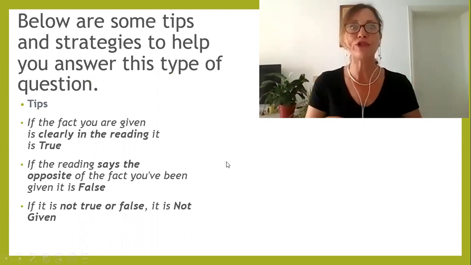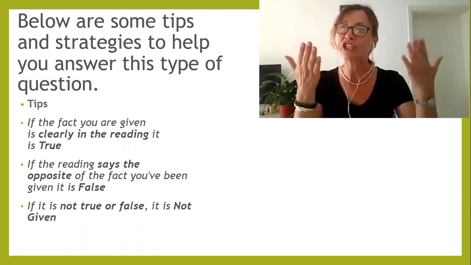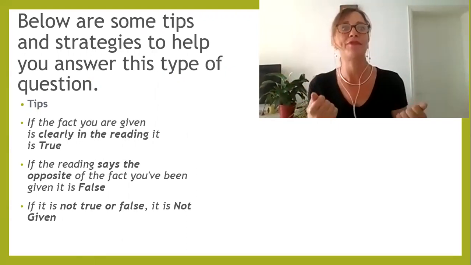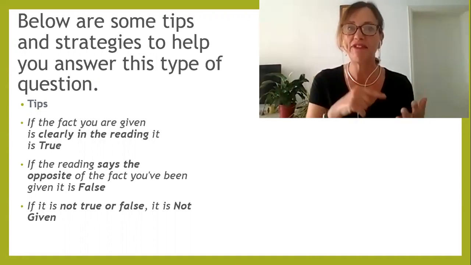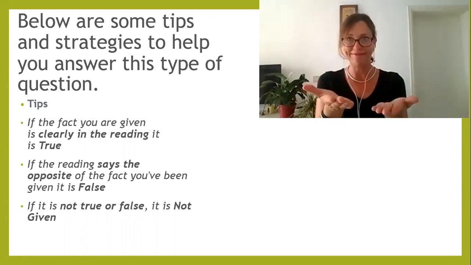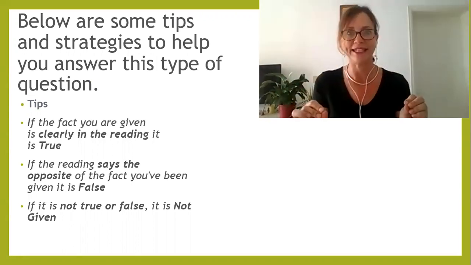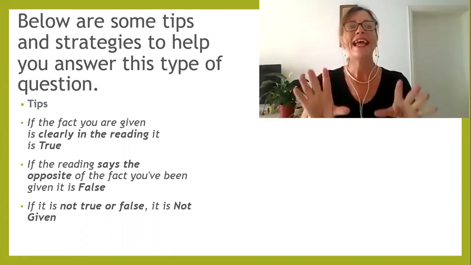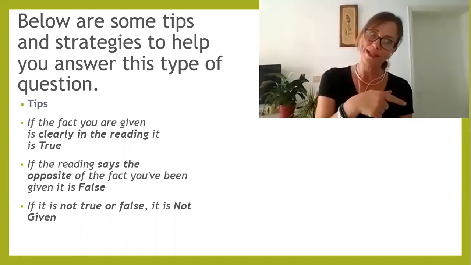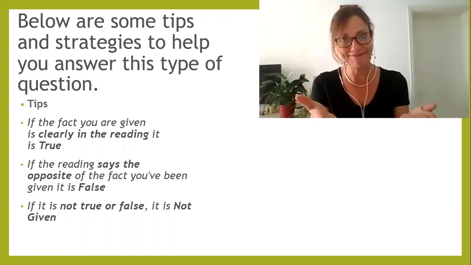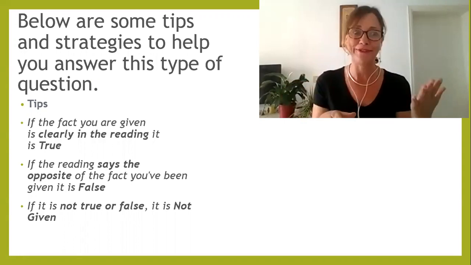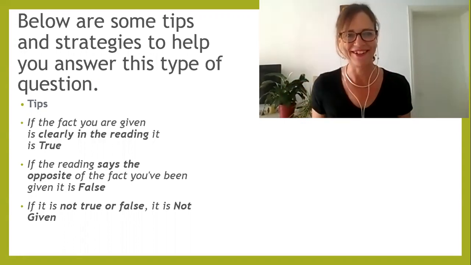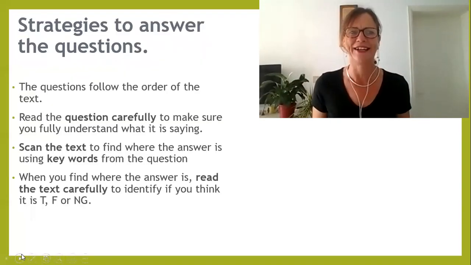So let's go through some tips and strategies which can help you answer this type of question. First tip, if the fact that you are given is clearly in the reading, then it's true. If the reading says the opposite of the fact you've been given, it's false. And if it is not true or not false, it is not given. Okay, so that's the very basic idea.